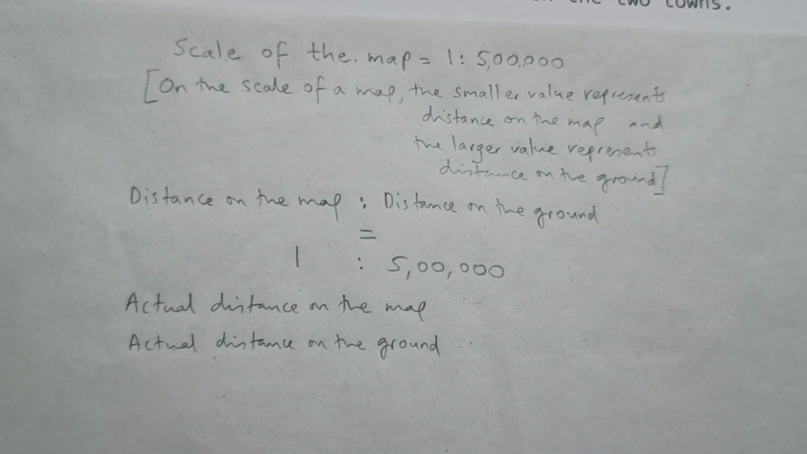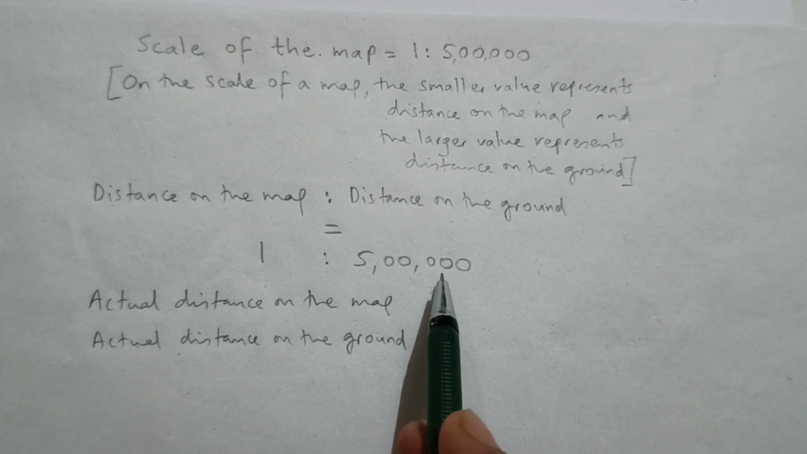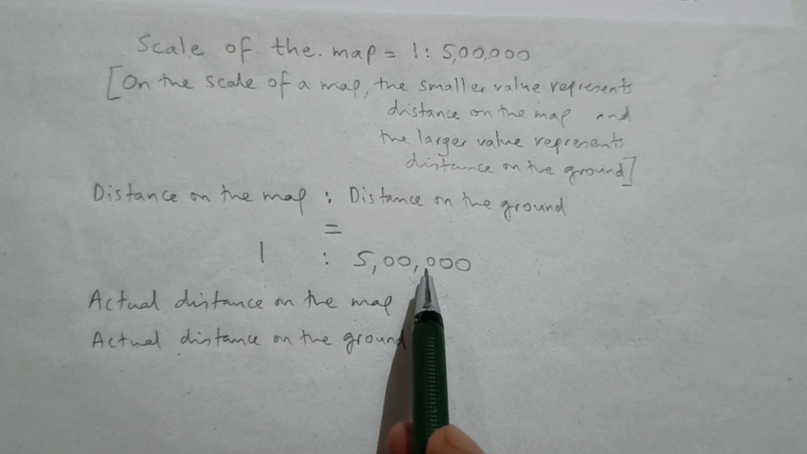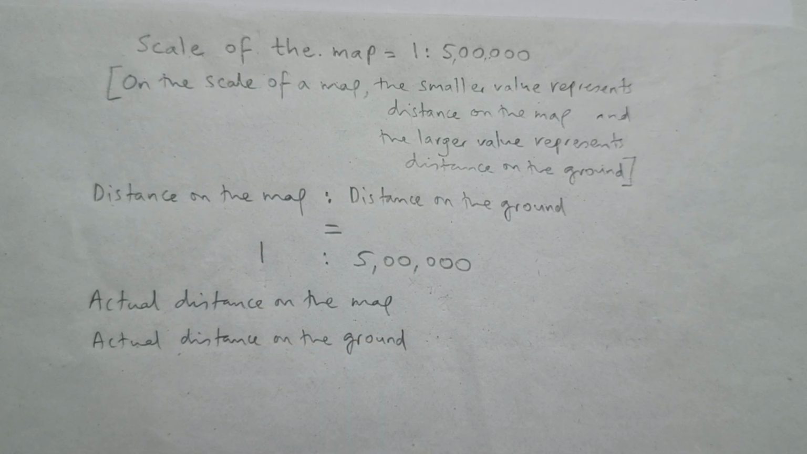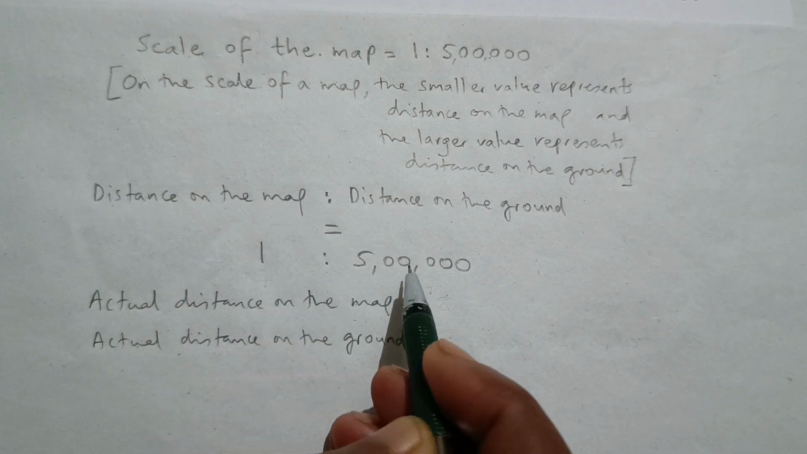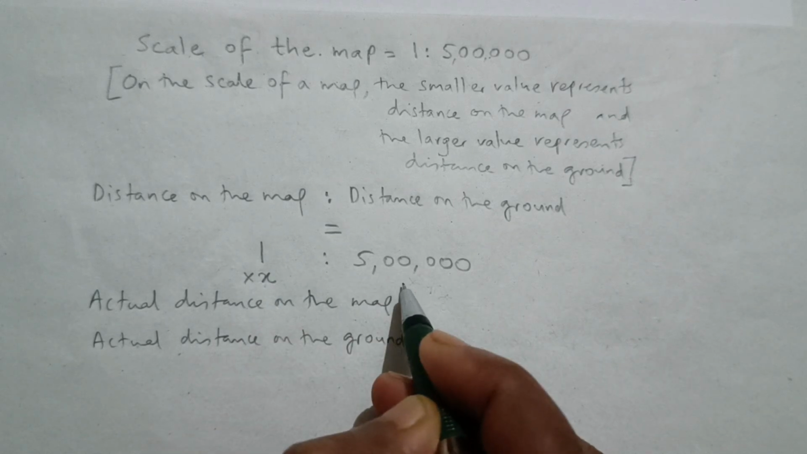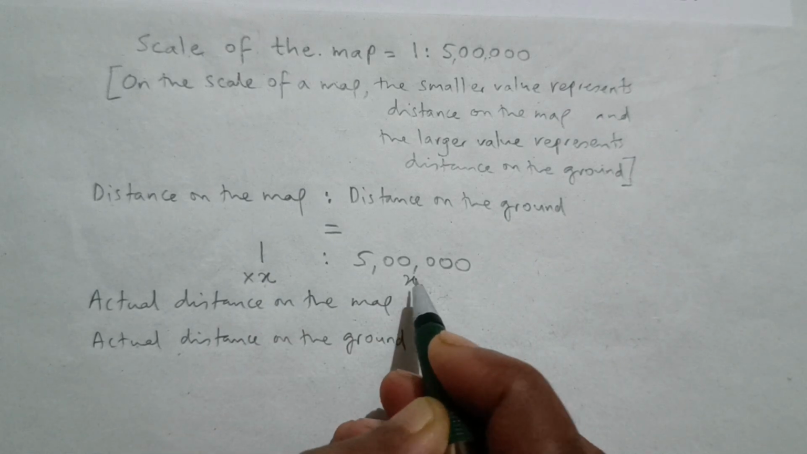Because I am not sure by which number I have to multiply this ratio, I am multiplying this ratio by a variable, and I have taken that variable as x. So 1 multiplied by x and 5 lakh multiplied by x.